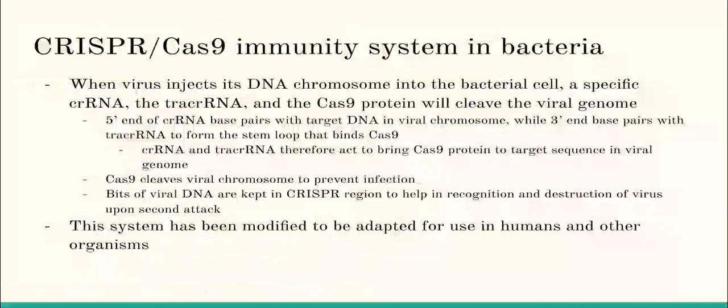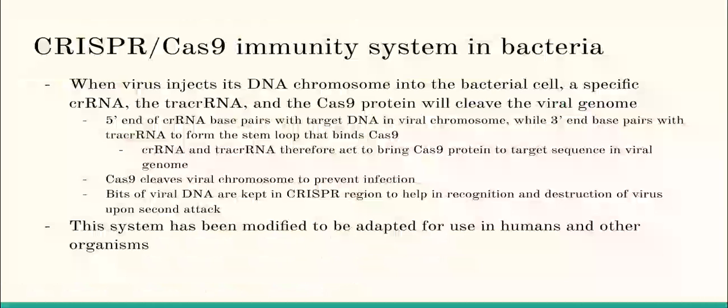CRISPR-Cas9 immunity system in bacteria. When a virus injects its DNA chromosome into the bacterial cell, a specific crRNA, the tracrRNA, and the Cas9 protein will cleave the viral genome. The 5' end of crRNA base pairs with target DNA in the viral chromosome, while the 3' end base pairs with tracrRNA to form the stem loop that binds Cas9 to the complex. crRNA and tracrRNA therefore act together to bring the Cas9 protein to the target sequence in the viral genome. Cas9 then cleaves the viral chromosome at this location to prevent infection.